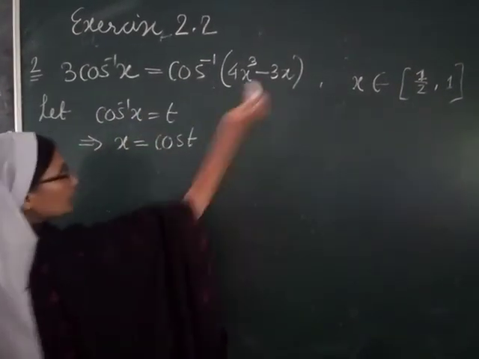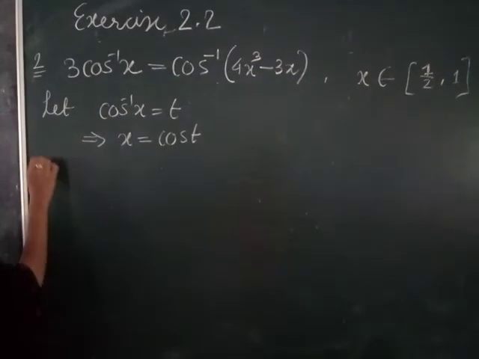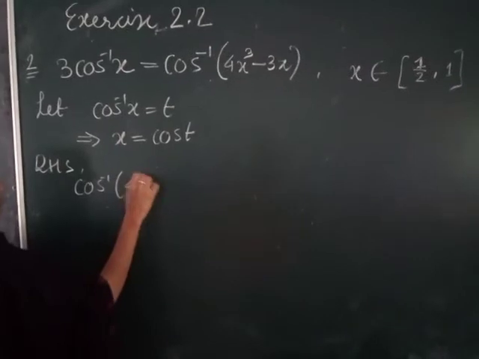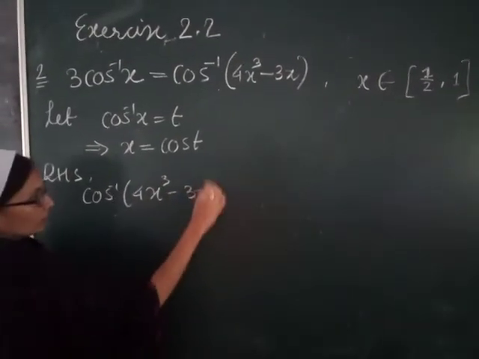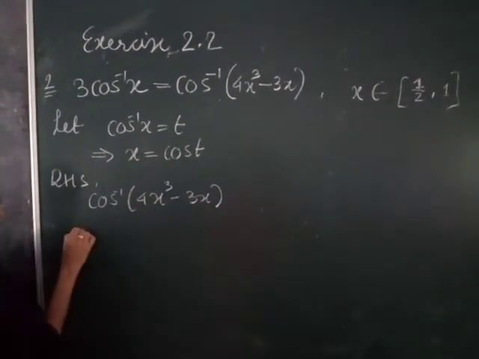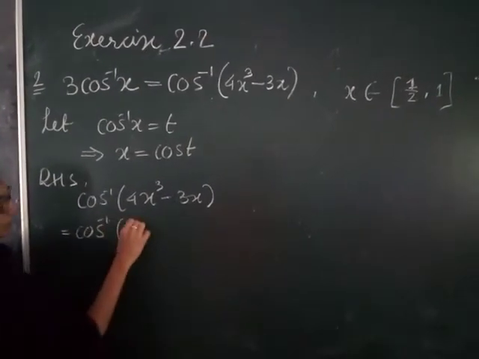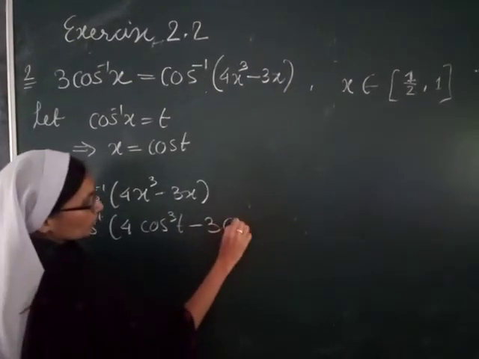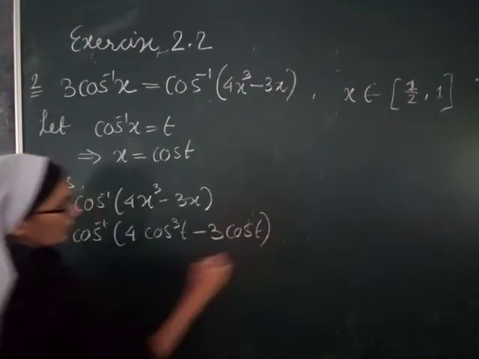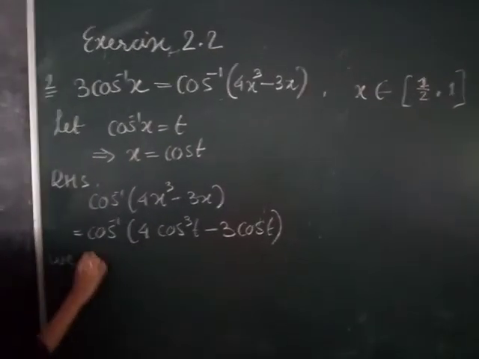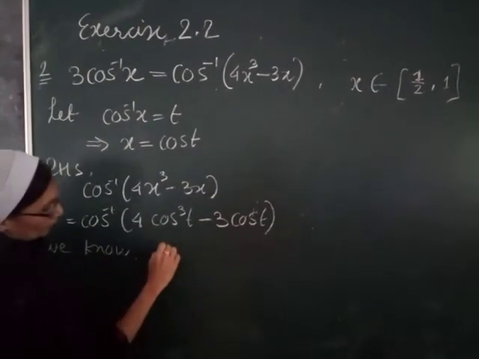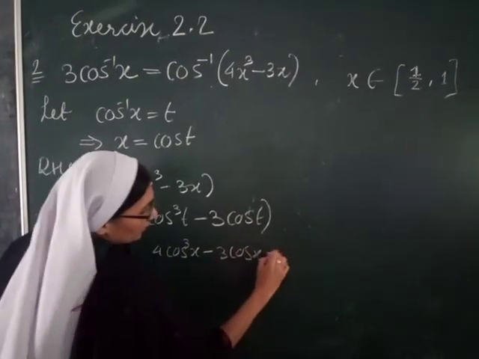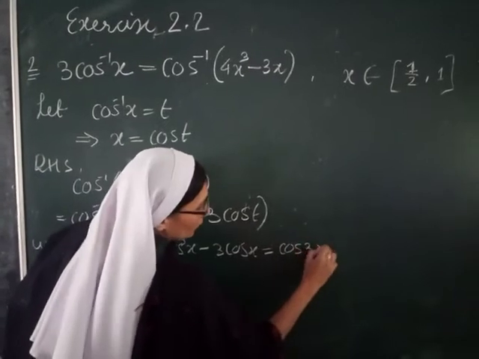Then we start from this side and prove this. So take the right hand side, cos inverse (4x cube minus 3x). Put the value of x as cos t. So cos inverse of 4 cos cube t minus 3 cos t, instead of x putting cos t. But this is the result, we know that 4 cos cube x minus 3 cos x is equal to cos 3x. This is the formula.